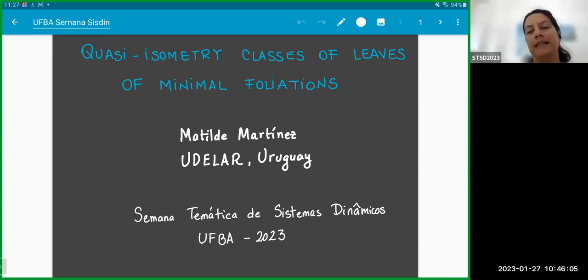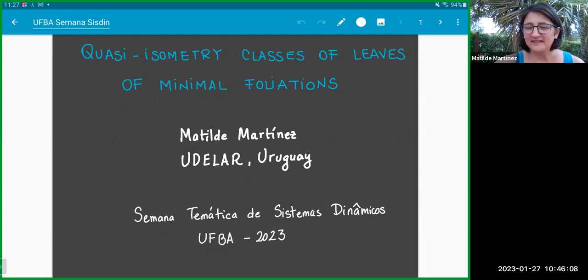I have to apologize because I'll be speaking in English because my Portuguese is non-existent. Sorry. Well, but I thank the organizers for the invitation. I'm really pleased to be speaking here. So I'll be speaking about quasi-isometric classes of leaves of minimal foliations.